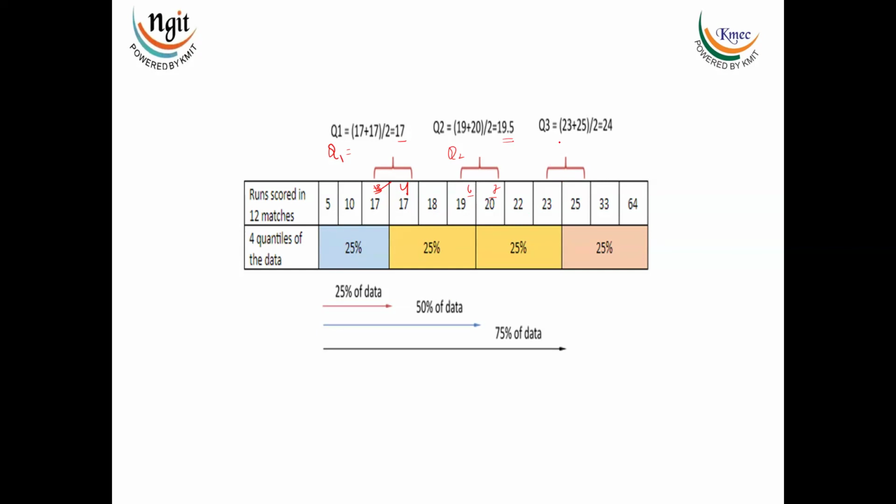Then Q3, or we can also call it the 75th percentile, that we got as the 9th and 10th values. So it is Q3, that is 23 plus 25 divided by 2 equal to 24. So the numbers falling below this are called the 75th percentile, that is 75% of the data. So these are the 4 quantiles or quartiles of the given data set.